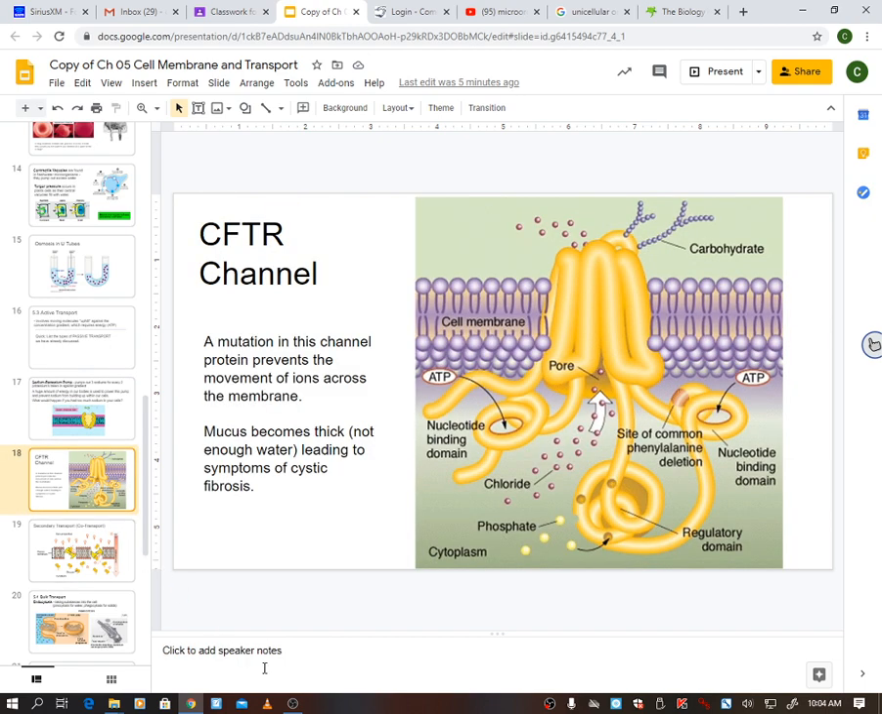All right, here is a CFTR channel. A mutation in this channel protein prevents the movement of ions across the membrane.